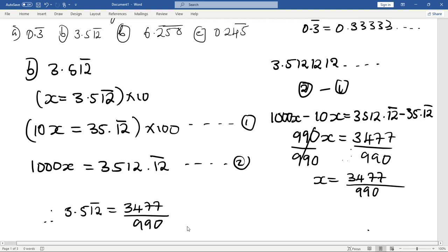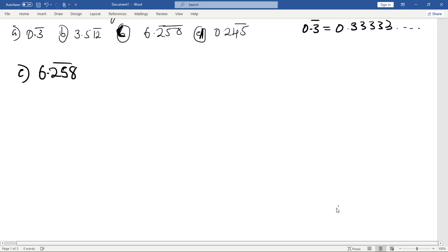Okay, let's look at the third one. Here we have x being equal to 6.258, which are the three repeating decimals that we have here. So this number is the same as 6.258258258 and so on and so forth. Now, we let x be equal to 6.258 bar like this.